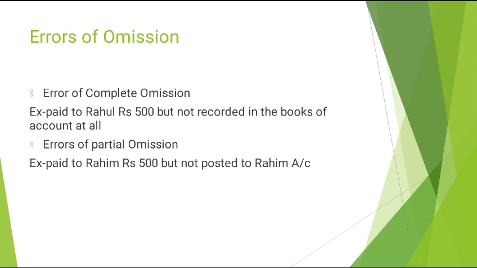it is called error of complete omission. For example, you can see the cash paid to Rahul 500 but not recorded in the books of account at all. It is an example of error of complete omission.